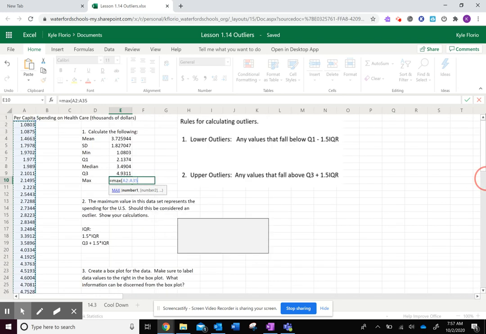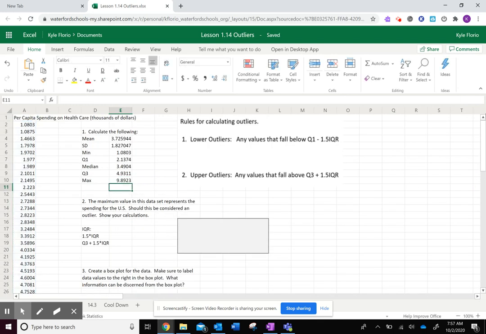So that one you could easily type in as well, or just use the computer to find it for you. So we did number one, we calculated those values. The maximum value of this data set represents the spending for the U.S. So that 9.89, that country was the United States spending on healthcare. Should this be considered an outlier? Show your calculations.